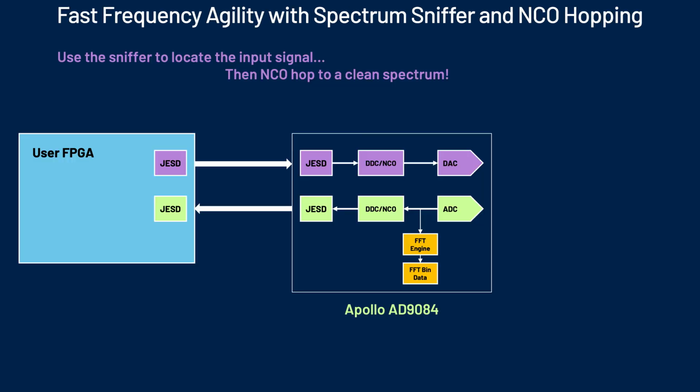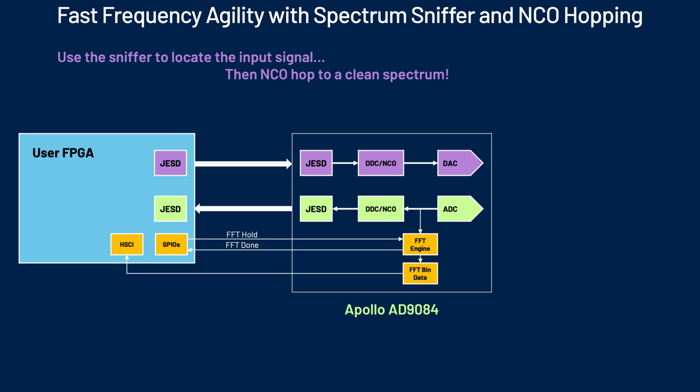Achieve fast frequency agility using Apollo's FFT sniffer and NCO frequency hopping, or FFH. The sniffer will locate the signal, and then the user can use fast frequency hopping to hop the frequency to a clean spectrum. The user's selected FPGA will toggle the FFT sniffer GPIOs to get data. Use HSCI as the fastest method to offload the bin data. After the user processes this information on their FPGA, select the new NCO profile using GPIO to hop the DAC side NCO.